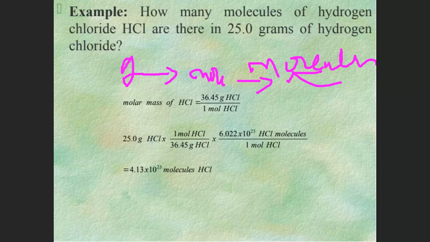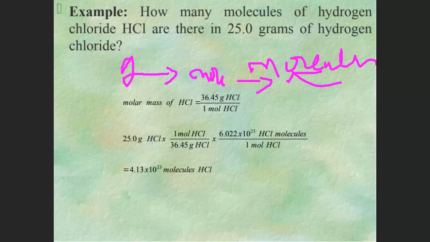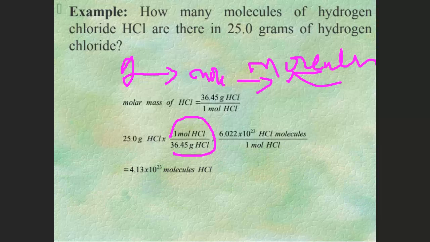So we know the 36.45 gram HCl for 1 mole. Now you can ask how you get. I got because I know the molar mass of chlorine from the periodic table. Sorry, this is carbon. Here we go. 35.43. And for the hydrogen 1, so I know this is going to be 36.45 gram for the 1 mole of HCl.